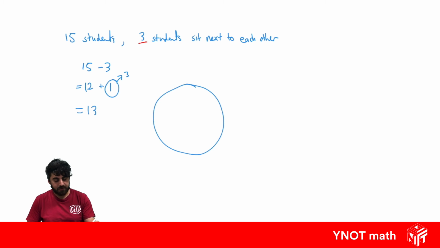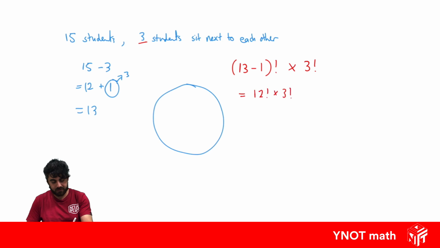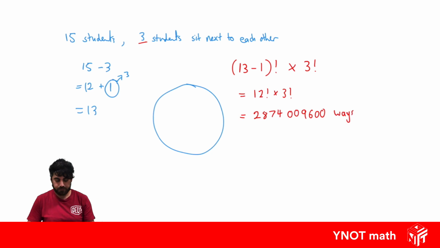And how many ways can we arrange 13 people around the table? Well, that's just going to be 13 minus 1 factorial. But we also need to consider all of these 3 students, and we can arrange them in a specific order as well. And how many ways can we arrange them? We can arrange them in 3 factorial ways. So this is just going to give us 12 factorial times 3 factorial, and that's going to give us 2874009600 ways.